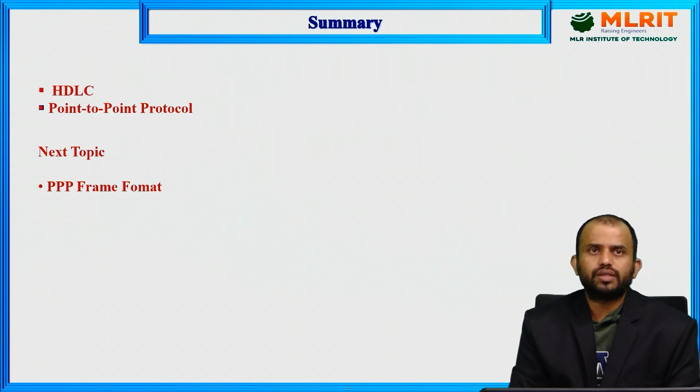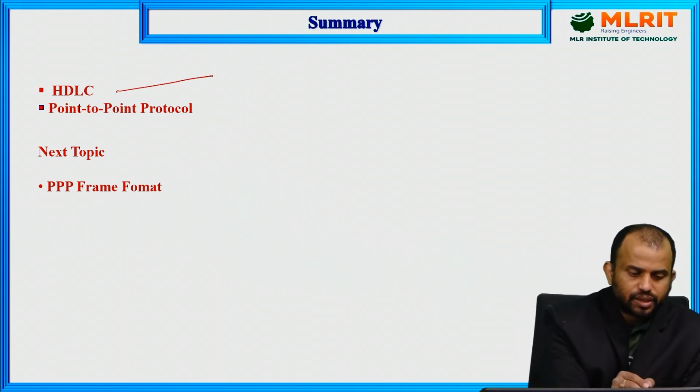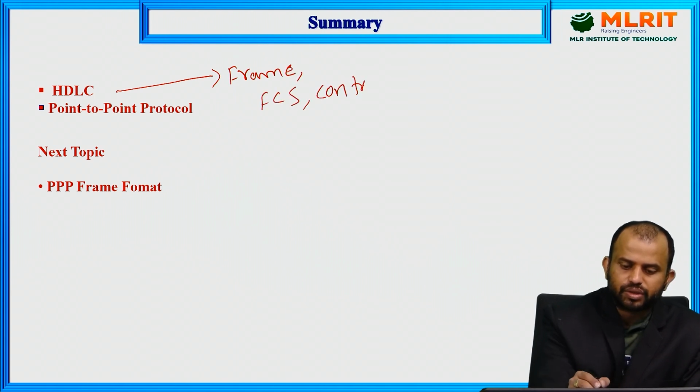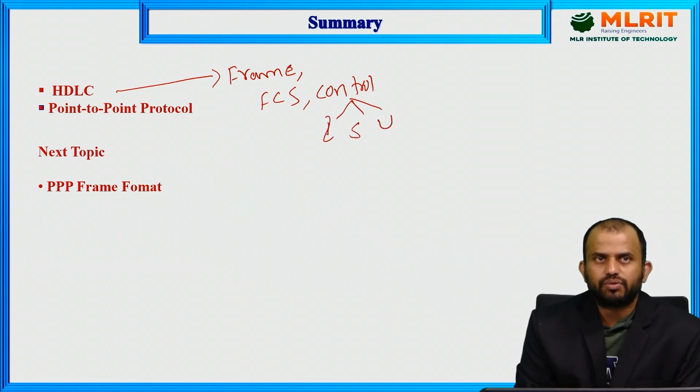So in this session, we discussed what HDLC is and what kind of frame structure it has. In this frame structure, we looked at the FCS mechanism we use, and the control structure we use with the help of the I frame, S frame and U frame values, which relate to the HDLC frame structure.